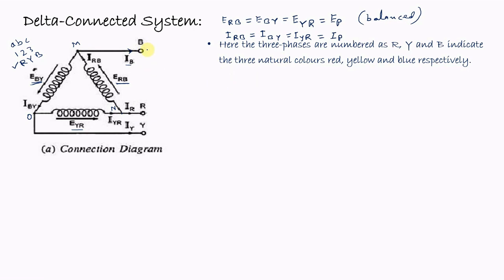Similarly, the EMF across any two external terminals will be considered a line value. So if we consider the terminals B and R, the voltage that we obtain between B and R will be considered a line voltage. Similarly, the voltage between R and Y is also a line voltage, and so on, and similarly between the terminals B and Y.